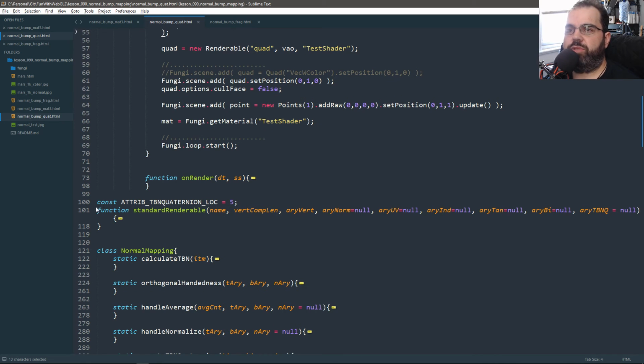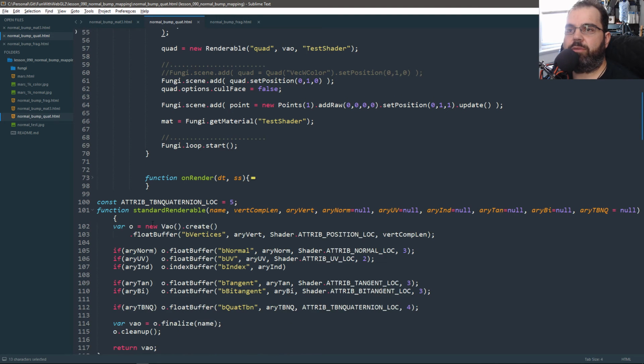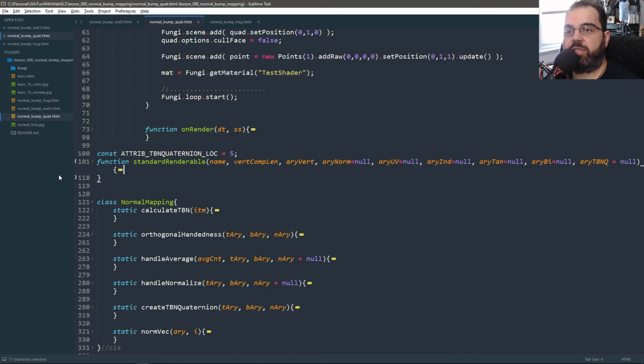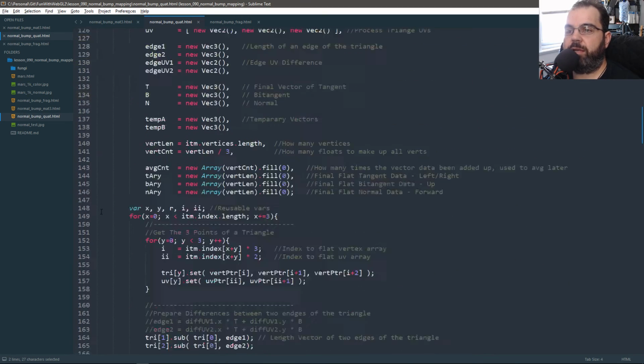And I have a new custom standard renderable, which just has a place for the quaternion TBN to come in as a quaternion. I'm not going to use this, but I might use this as an optimization because this is probably better than having those 3 directions. Just having that quaternion means you have less data and you have everything there. You have your normals, your bitangents, and your tangents. So I think it's a really great idea the guy had.